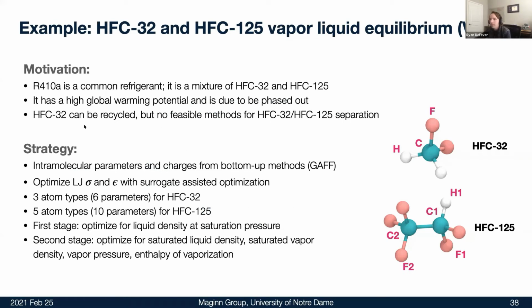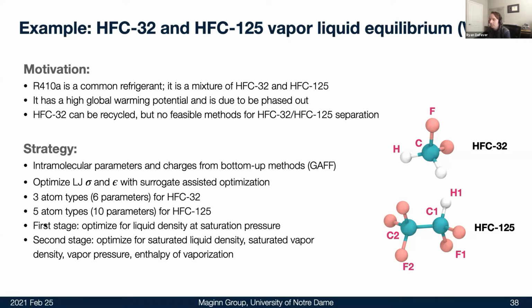Our strategy here is we're going to take the intramolecular parameters and charges from GAFF, and all we're going to do is optimize the LJ sigma and epsilon. To give you an idea of the problem size, we have 6 parameters we're optimizing for HFC-32 and 10 for HFC-125. We're going to do this optimization in 2 stages.